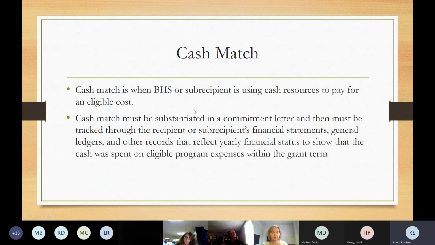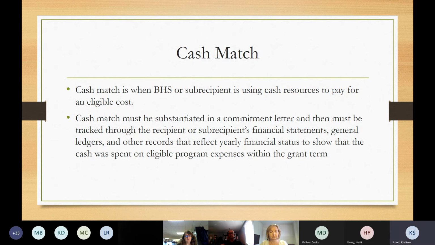So there are three types of match, as I talked about. There is cash match, which is when the Bureau of Housing Supports or the subrecipient agency is using cash resources to pay for an eligible cost. This is actual cash that is committed to the project. And it has to be substantiated in a commitment letter and tracked through financial statements.